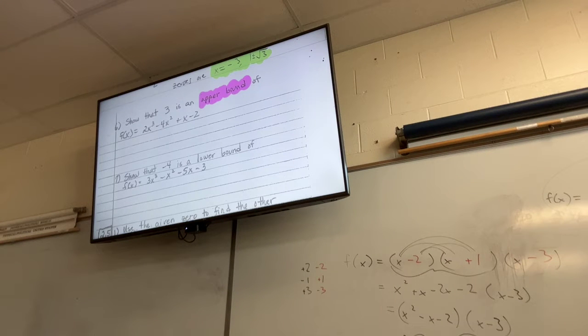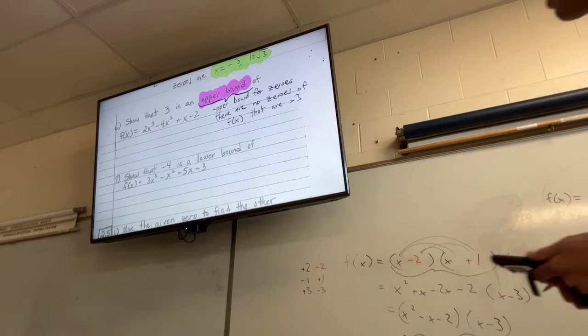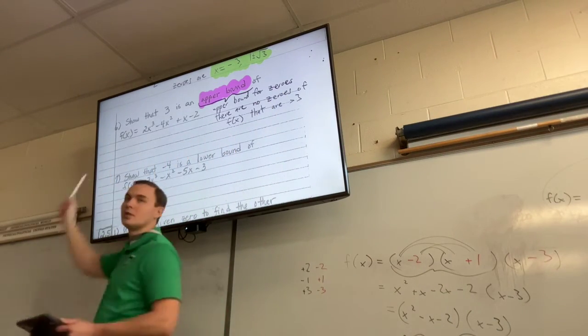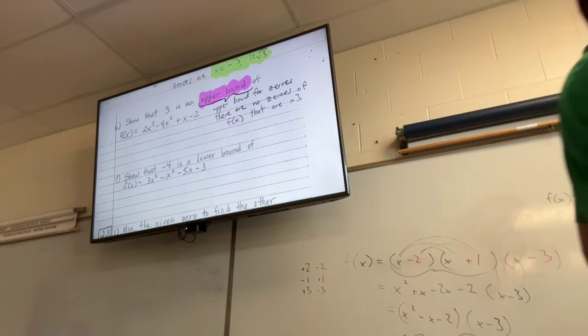So we want to show that 3 is an upper bound of f of x equals 2x cubed minus 4x squared plus x minus 2. What this means is they want to show that 3 is an upper bound for the zeros. So we basically want to show that there are no zeros of f of x that are greater than 3. We want to show that all the possible zeros of this polynomial cannot be greater than 3. Okay?